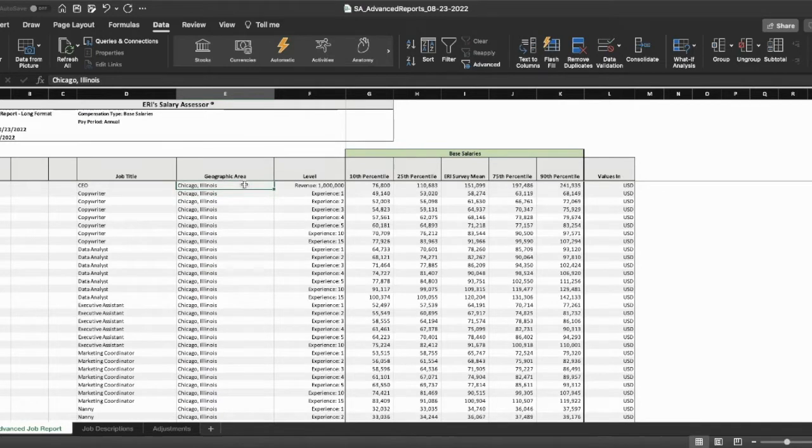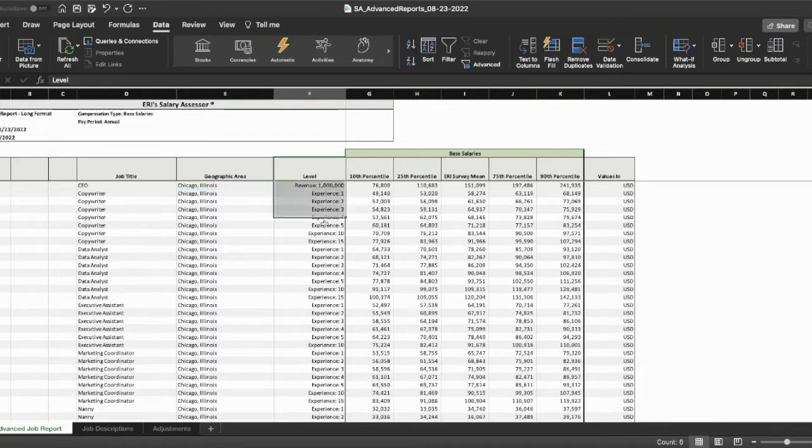Chicago is an interesting city to look at just in general because it is in the average range of cost of living for all of the cities in the United States. There's a few cities that fall in the middle of that range, and Chicago is one of them. It's halfway between the most expensive and the least expensive city to live in.